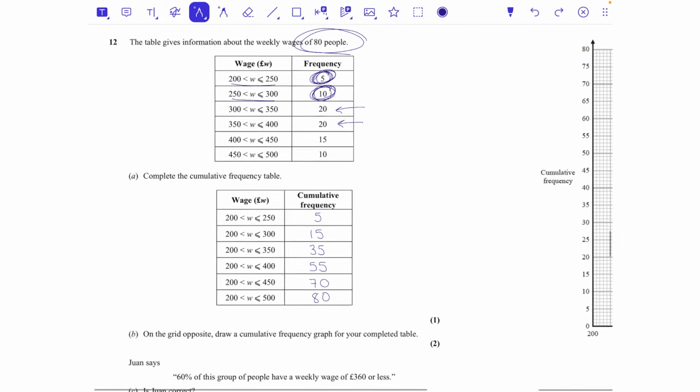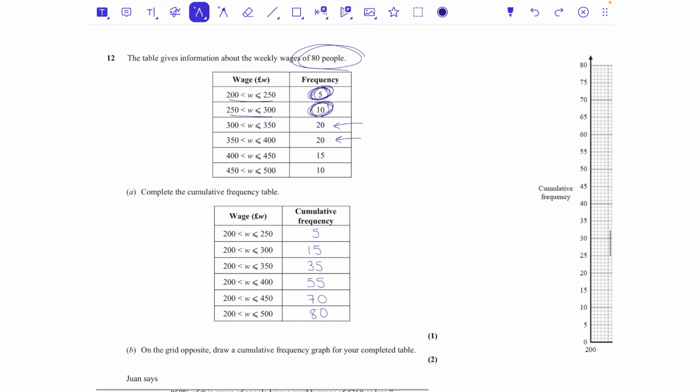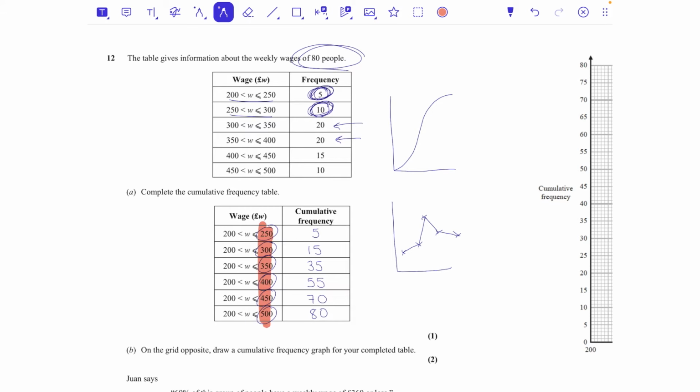Okay, on the grid opposite, draw a cumulative frequency graph for your completed table. So we've got a few graphs that we need to know about. Cumulative frequency makes a smooth S-curve, and we plot at the top of the category for that. So we're going to plot at these values here. Frequency polygon, I often call it Polly the Shark. We've got this kind of shape happening, straight lines, and for that we plot in the middle of the category, okay? So don't confuse the two. Frequency polygon, you're going in the middle of the category, but for cumulative frequency, you go at the top of the category. So these are the values that we want to use here, okay? So that's going to make a smooth S-curve.